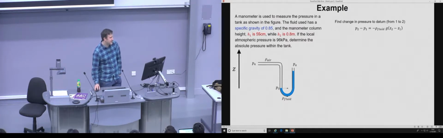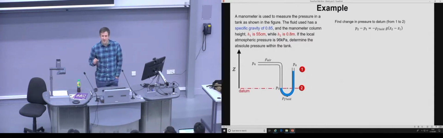And we're told the physical dimensions of the manometer as well. So we apply our now very familiar expression between 1 and 2. It's always good practice to define a datum, a reference point for your coordinate system, and always remember that Z is vertically upwards. No matter what's going on, stick to that and you'll be safe.